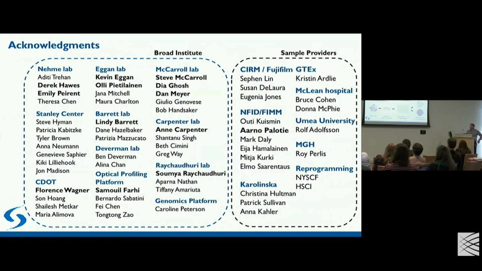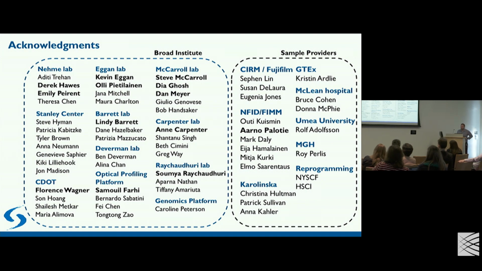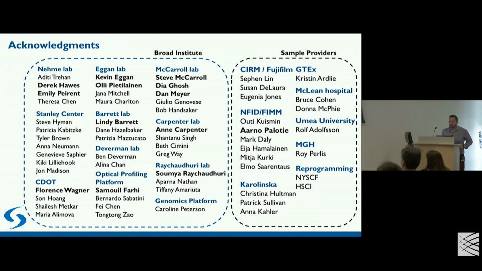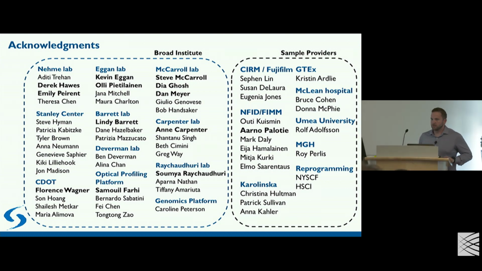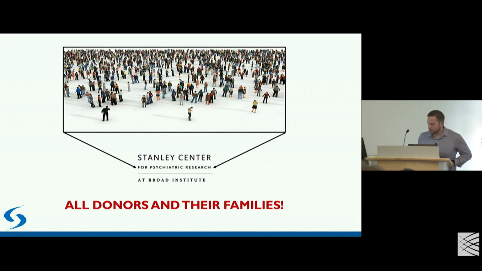So none of this at all is possible without a very large group of people here at the Stanley Center and all of our sample providing partners. Everybody plays a very important role, not just in creating the resource, its organization, as well as being inspired to use the resource and sort of fuel our further efforts to do that. And even more so, of course, all of our donors and their families that are willing to devote literally a piece of them to our scientific efforts. So with that, we'll take questions.